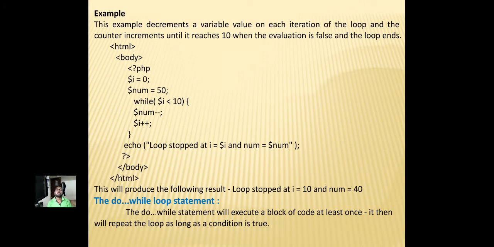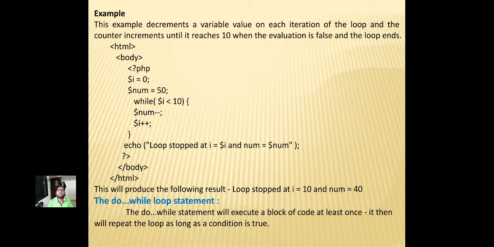This example decrements a variable value on each iteration of the loop and the counter increments until it reaches 10, when the evaluation is false and the loop ends. Some code is shown here. This will produce the following result: loop stops at i equal to 10 and number equal to 40.